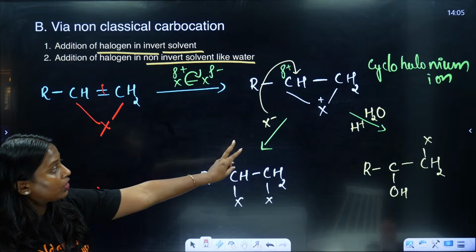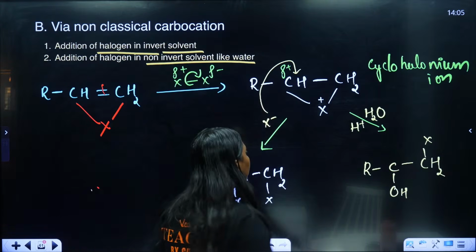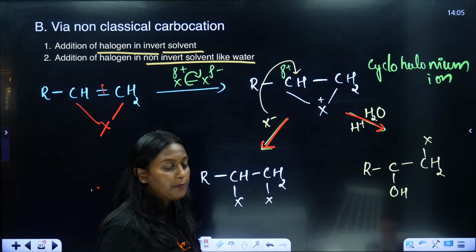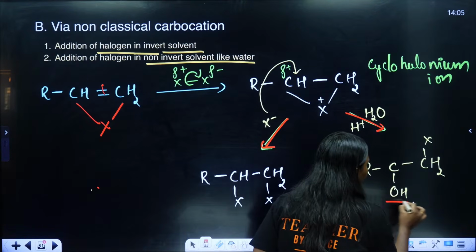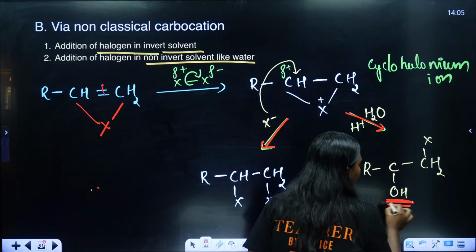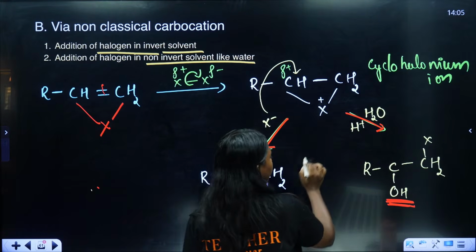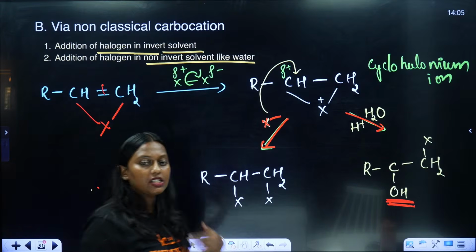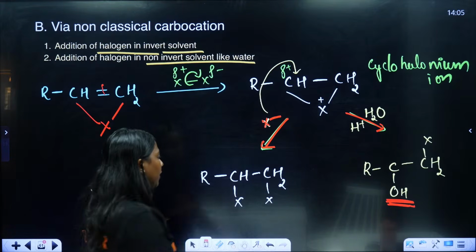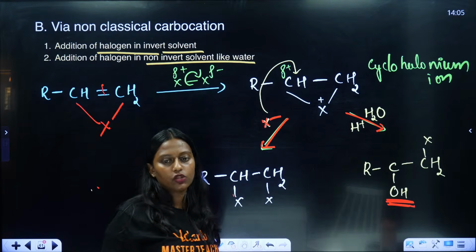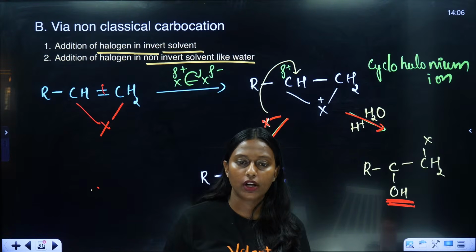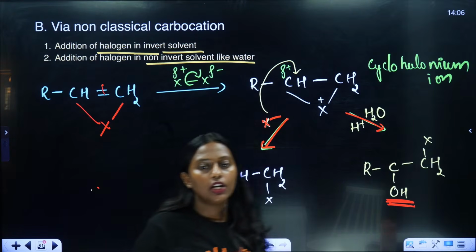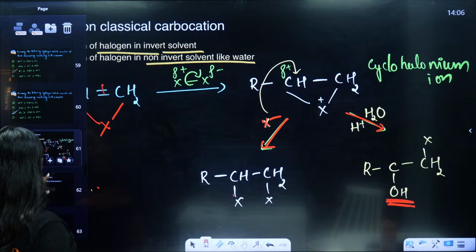If we treat this cyclohalonium ion with water and H plus, the halonium ion will break and OH will attach. If we treat it with X minus, that means any halogen, then X will attach on two sides. This is non-classical carbocation formation. Clear?